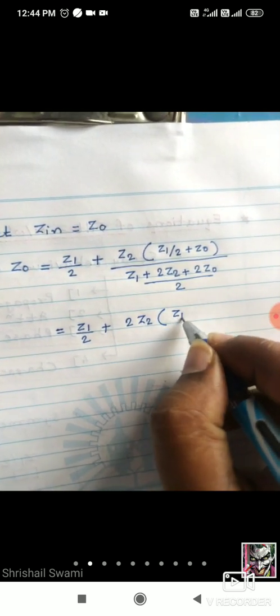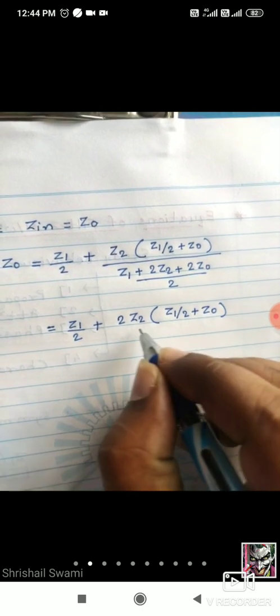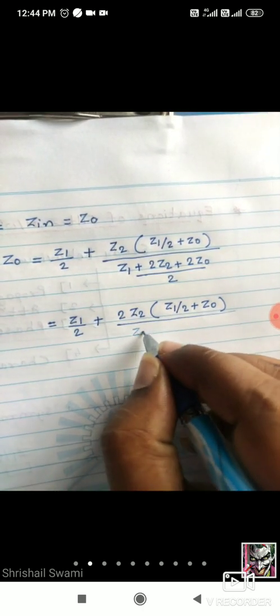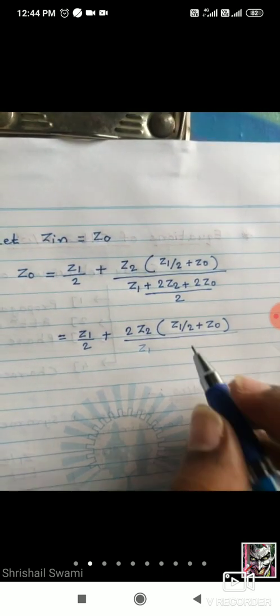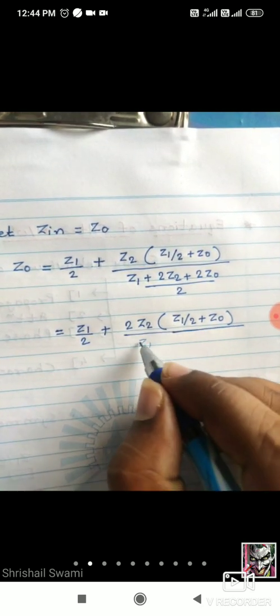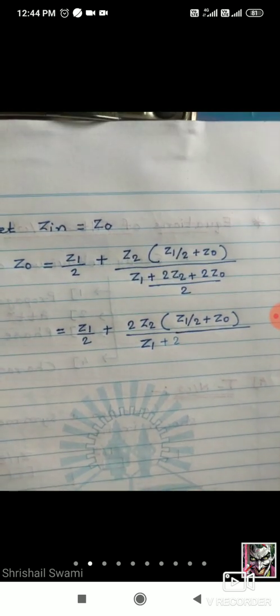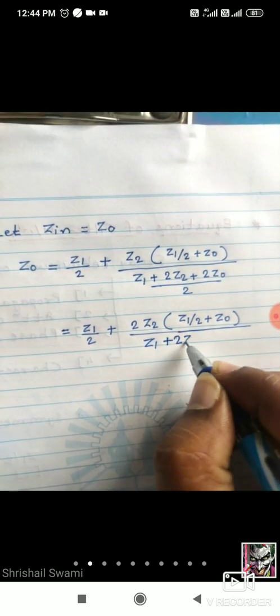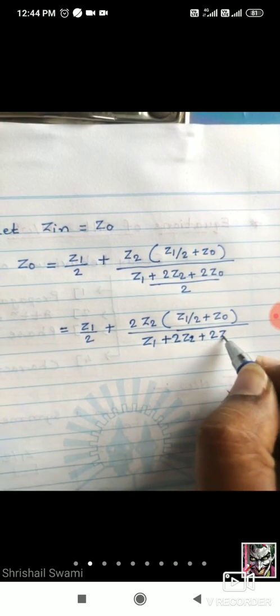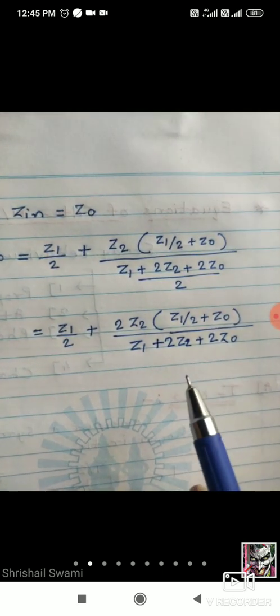Okay, take the LCM as 2. So this 2 will go to the numerator. So it becomes Z1 by 2 as it is plus this 2 into Z2 in bracket Z1 by 2 plus Z0 as it is, divided by Z1 plus 2Z2 plus 2Z0. So just 2 I have taken in the numerator.